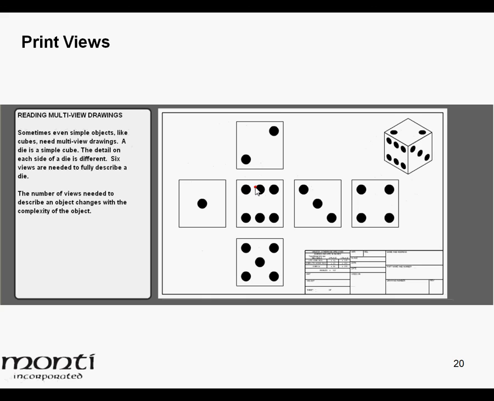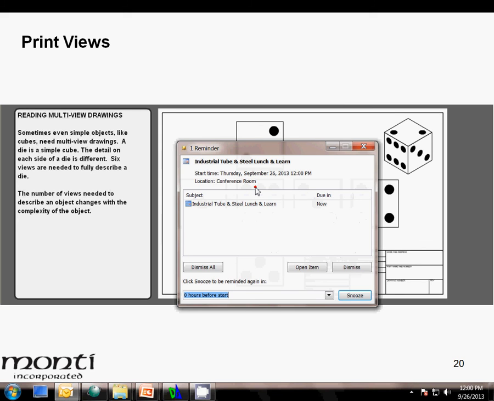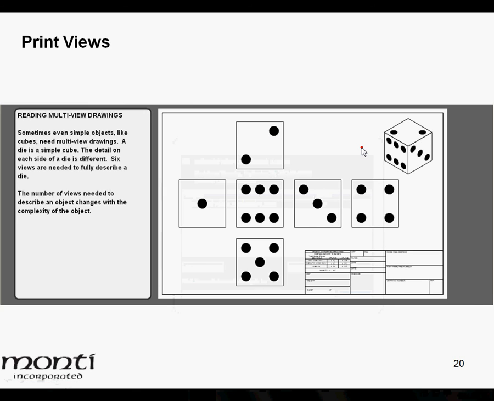Sometimes even simple objects like cubes need multiple view drawings. A dice is a simple cube. The detail on each side of the dice is different. Sorry about that. 6 views are needed to fully describe a die. The number of views needed to describe an object changes with the complexity of the object. So we have to show actually here 6 different views because each side of the dice has a different number of dots.